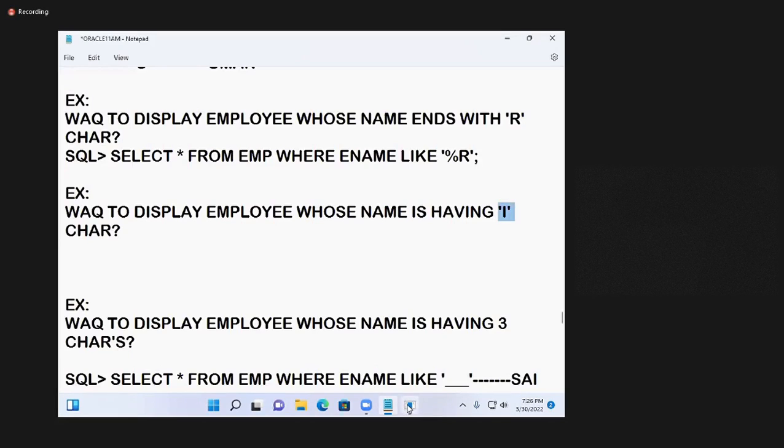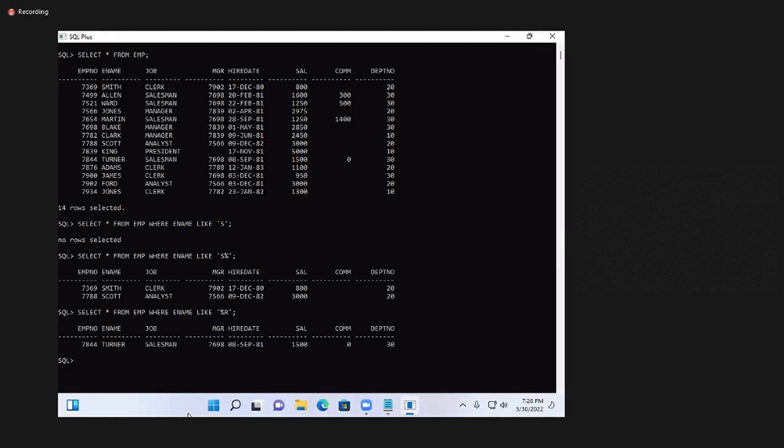So in this case, how can we write the query? Let me see, guys. Suppose I'm giving I with a percentile, it means starting character people only come to us. If I give the percentile and then I, it means ending character. But I don't want starting and ending, I just want it having I or not. So that's why we need to use the percentile on both sides. Then it shows whether it contains it or not.